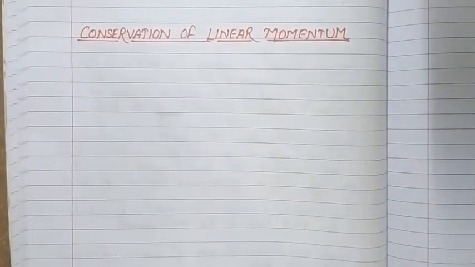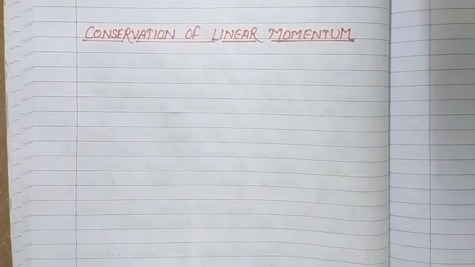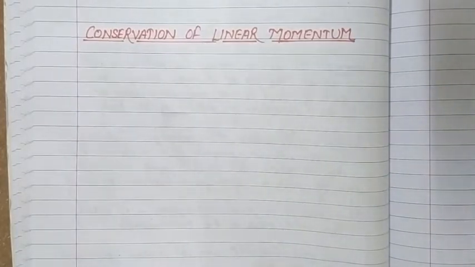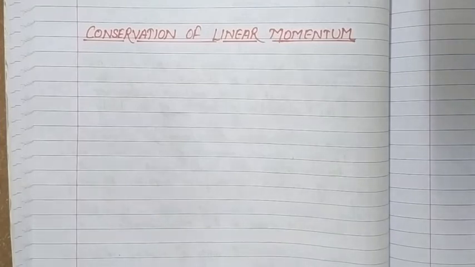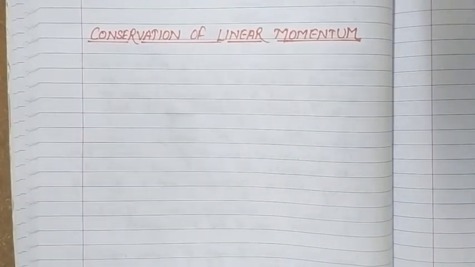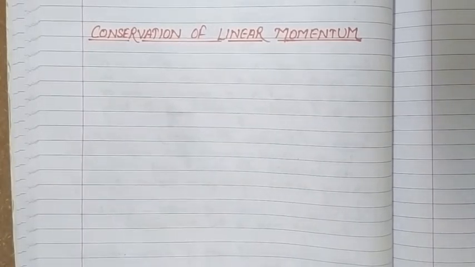Hello students. Now we are going to discuss conservation of linear momentum. In the previous video we have studied that linear momentum is the quantity of motion possessed by a moving object, and mathematically it is given as the product of the mass and velocity of that object. So now we are going to study what is conservation of linear momentum.